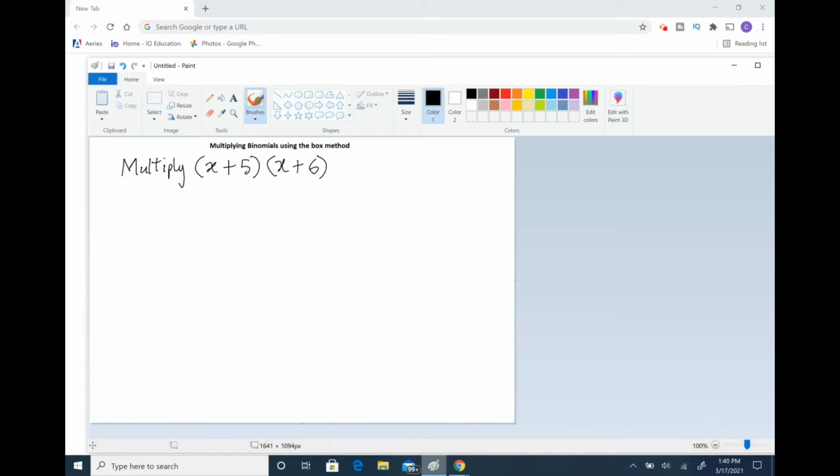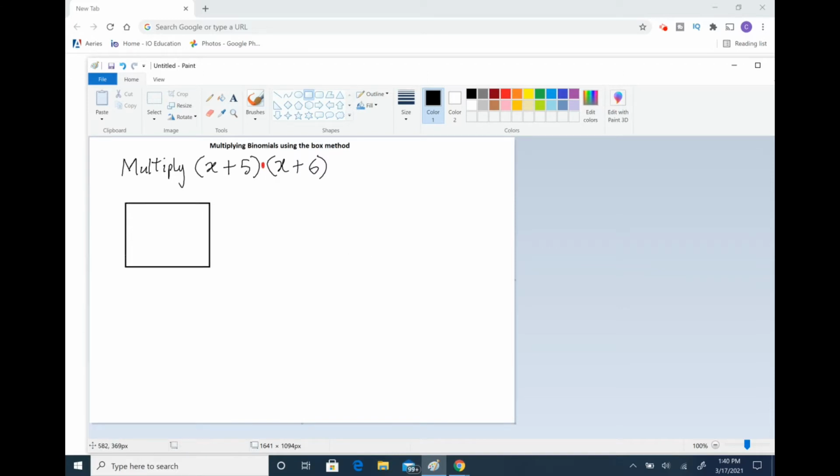Now let's get into this problem here. We're being asked to multiply x plus 5 and x plus 6. The first thing you have to observe is that there is actually an invisible multiplication sign between these two brackets. Now let's consider this box.